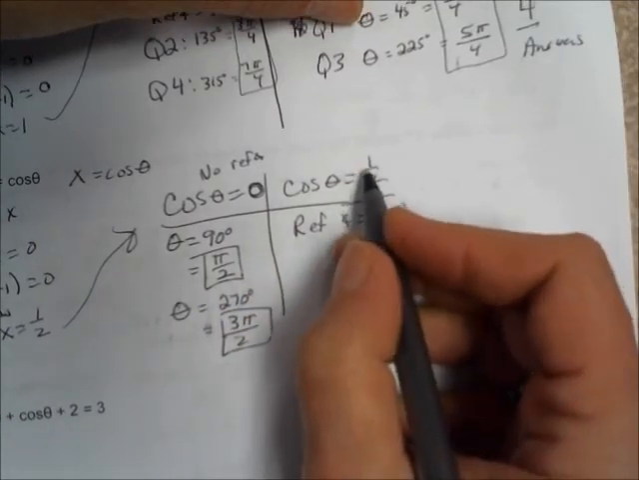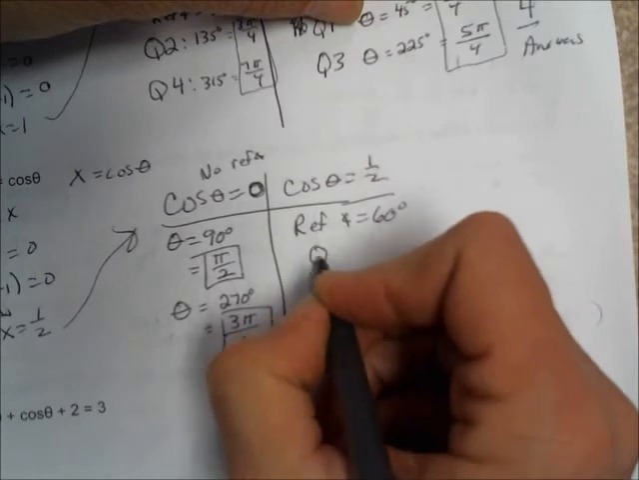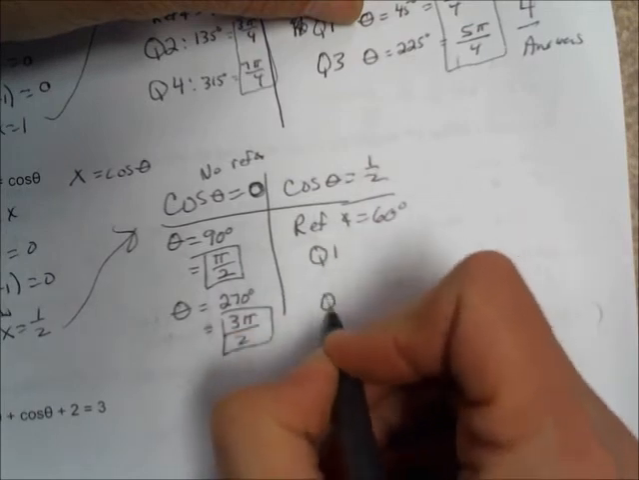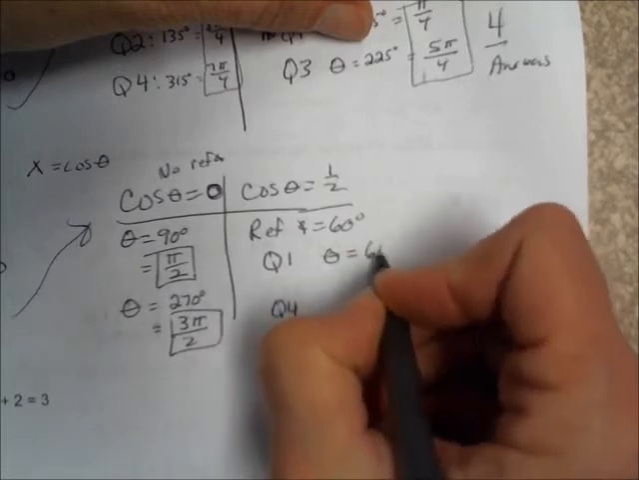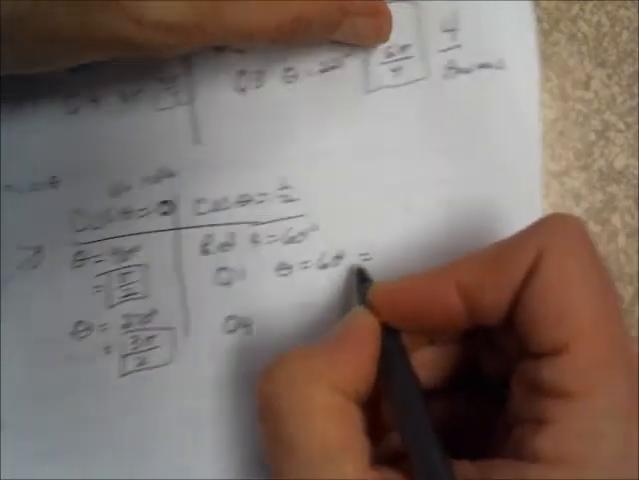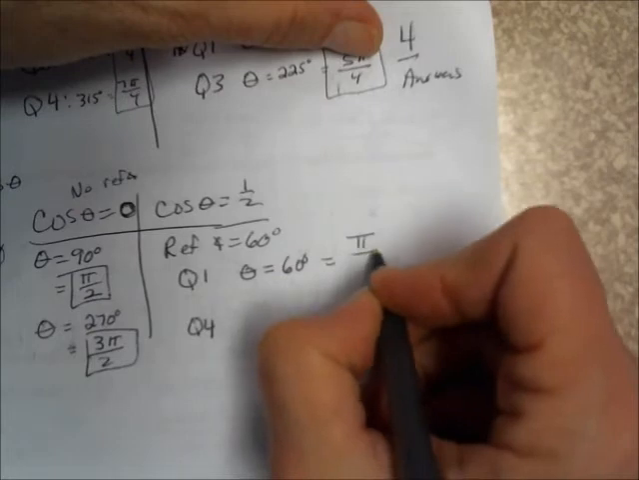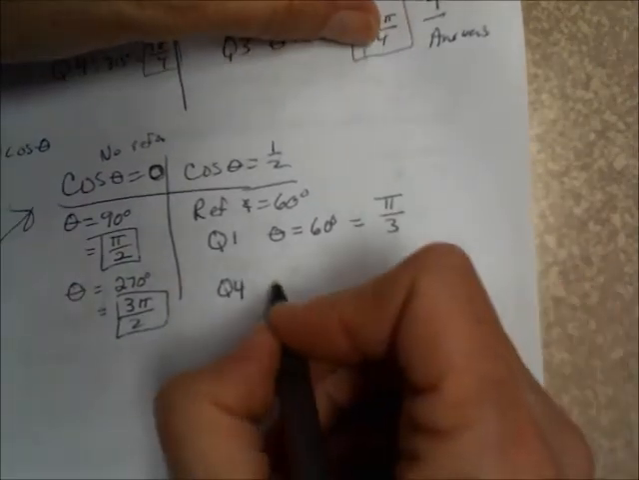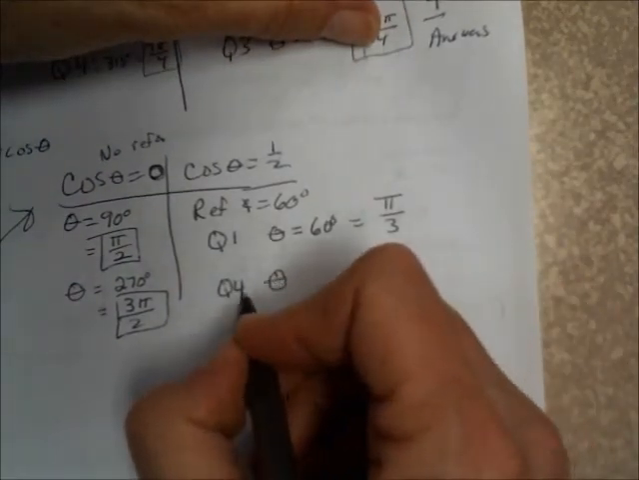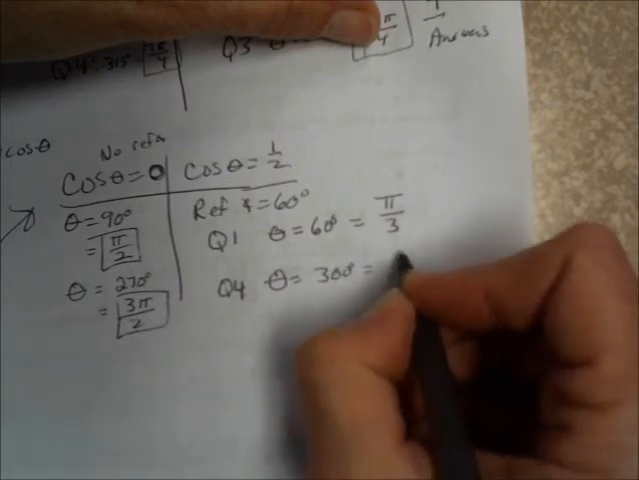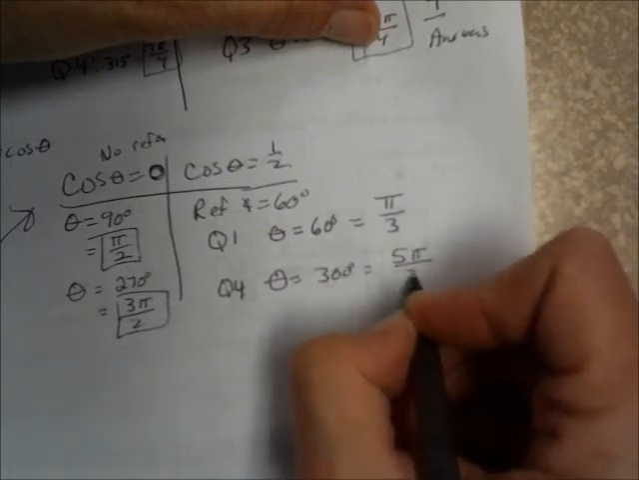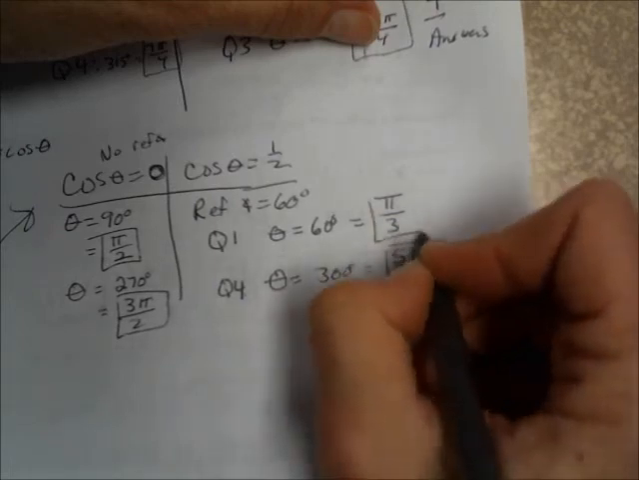So because cosine is positive, we have answers from quadrant 1 and 4. So the theta value is the same thing as the reference angle, and 60 degrees is pi over 3. In quadrant 4, you do 360 minus 60, which is 300, and that turns into 5 pi over 3. So we have 4 answers in this problem.